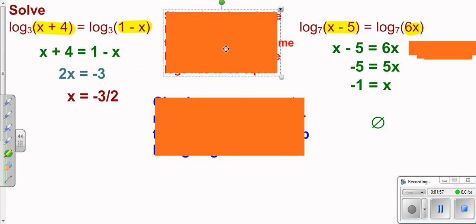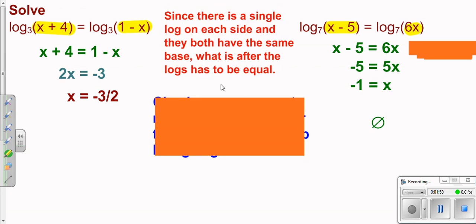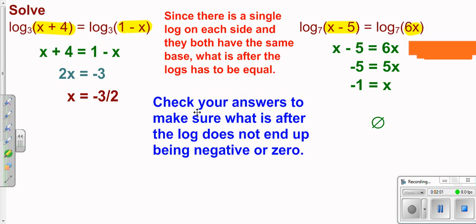So to summarize it, once again, whatever's after your log has to be positive, so make sure you check your answers. And when you have one log on each side with the same base, then you can drop your logs. But once again, just don't drop it on your foot.